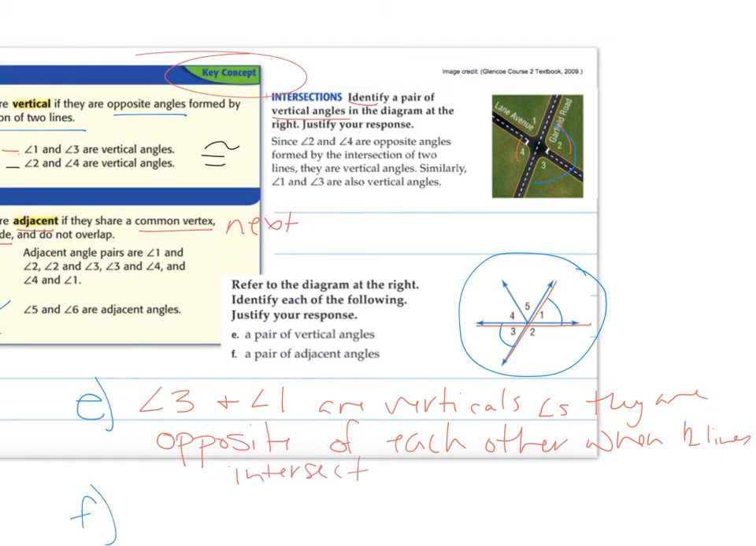And for F, it says a pair of adjacent angles. So this has a variety as well. So I may pick 4 and 5, or 3 and 2, or 1 and 2, really any that are the same. So I can pick angle 4 and angle 5. They are adjacent because they share a common side and vertex.